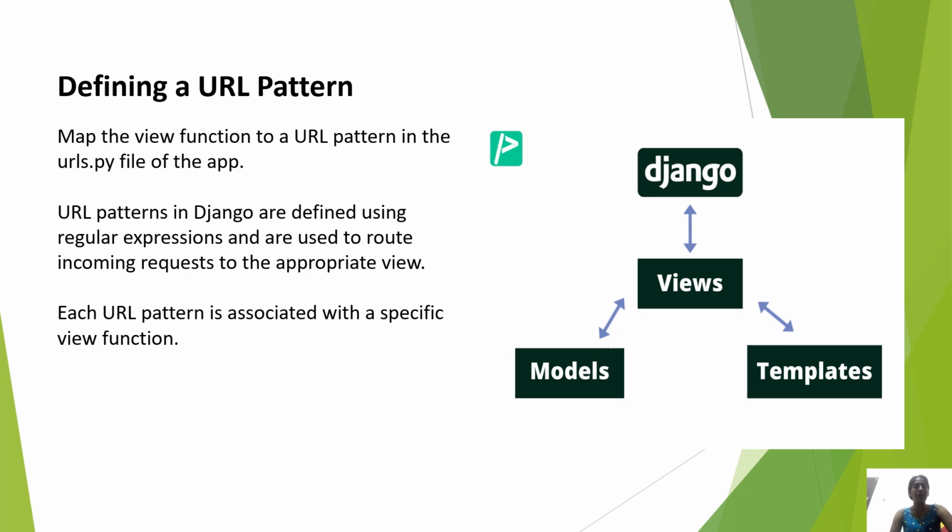Define a URL pattern. Map the view function to a URL pattern in the urls.py file of the app. URL patterns in Django are defined using regular expressions and are used to route incoming requests to the appropriate view. Each URL pattern is associated with a specific function.